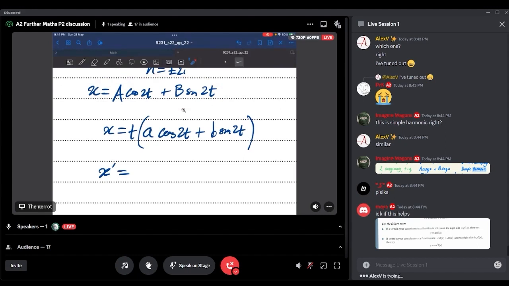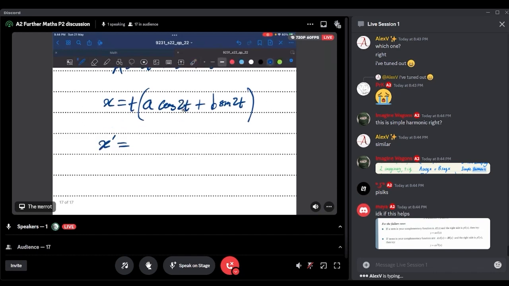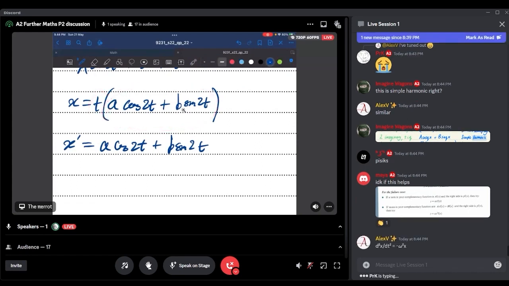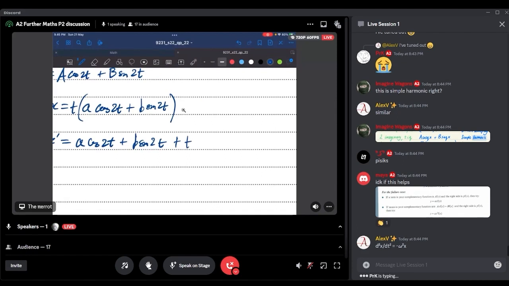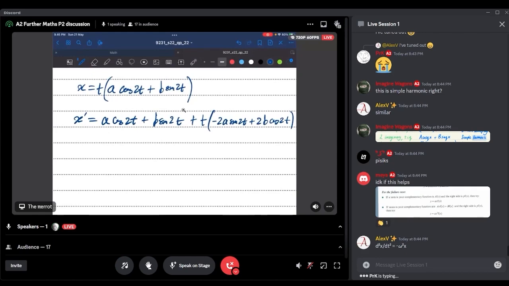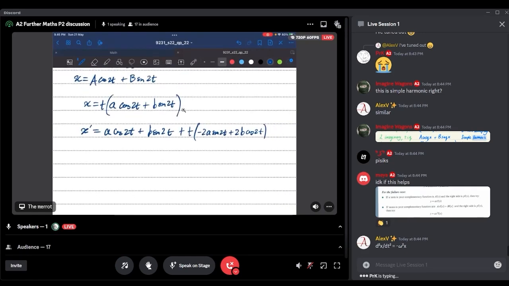Okay, so let's do it. Product rule. a cosine 2t plus b sine 2t. This is when we differentiate t. Now we differentiate the second term. So we have t times minus 2a sine 2t plus 2b cosine 2t. But that's not enough because we need x double prime, the second derivative.